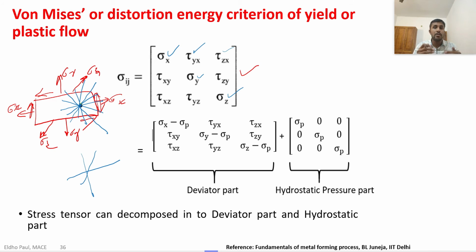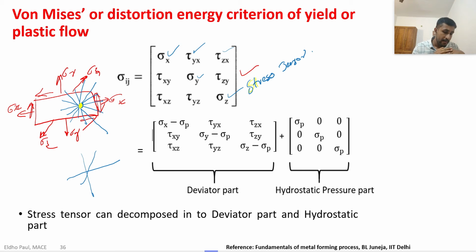If we know these 9 stress components, then we can define the state of stress at this point. These 9 stress components are arranged in a matrix, and that matrix is called the stress tensor. Okay, so this is the stress tensor.